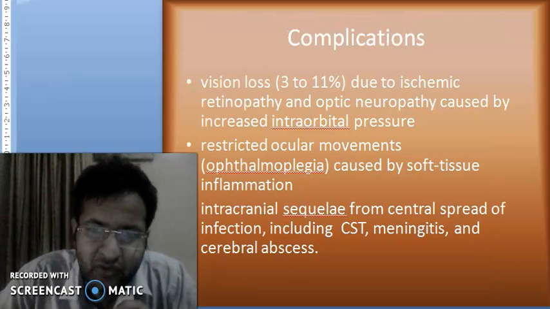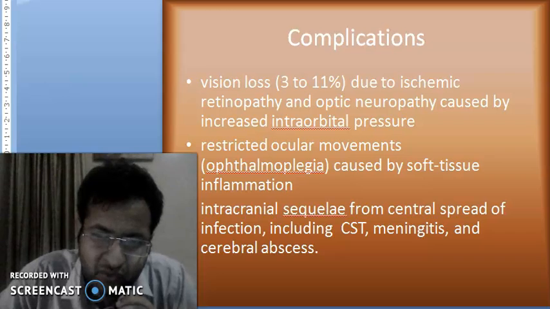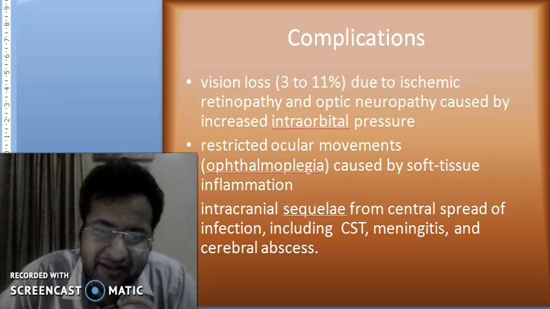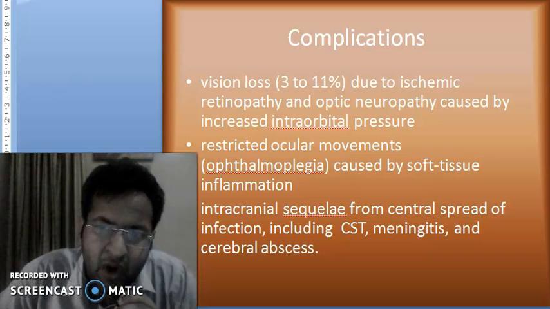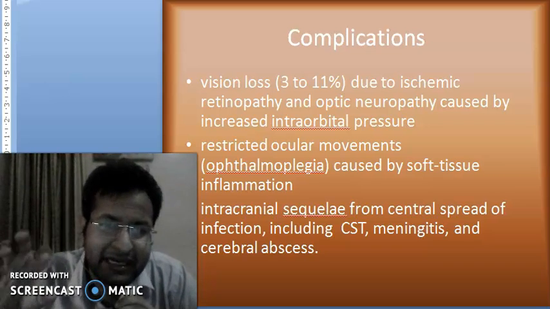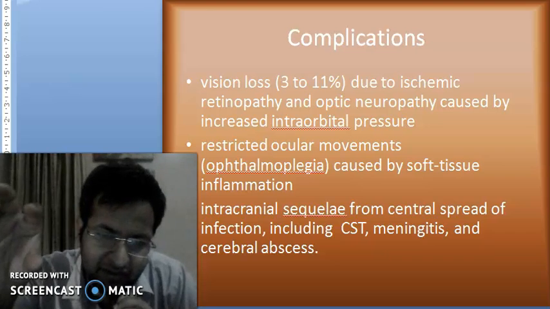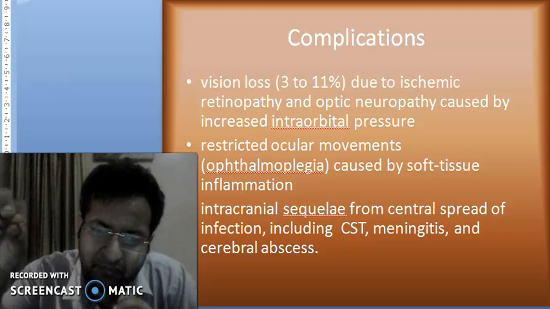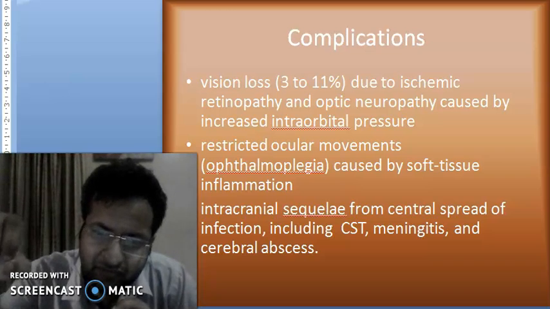Complications of orbital cellulitis are vision loss, which occurs in 3 to 11%, and this is due to the ischemic retinopathy and the optic neuropathy caused by the increased intraorbital pressure. This increased intraorbital pressure will put pressure on the vessels and the nerves supplying the eyeball. That's why there will be the vision loss.